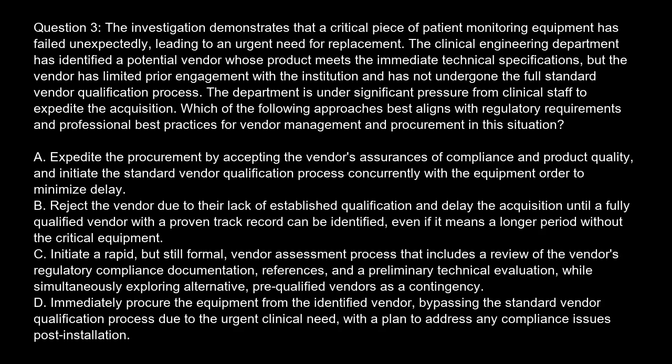this situation? Option A. Expedite the procurement by accepting the vendor's assurances of compliance and product quality, and initiate the standard vendor qualification process concurrently with the equipment order to minimize delay. Option B. Reject the vendor due to their lack of established qualification, and delay the acquisition until a fully qualified vendor with a proven track record can be identified, even if it means a longer period without the critical equipment.